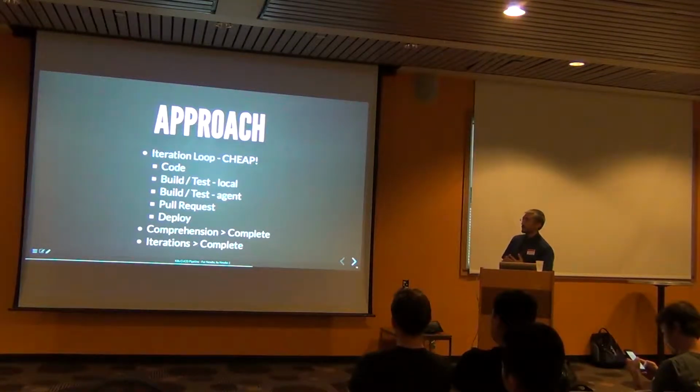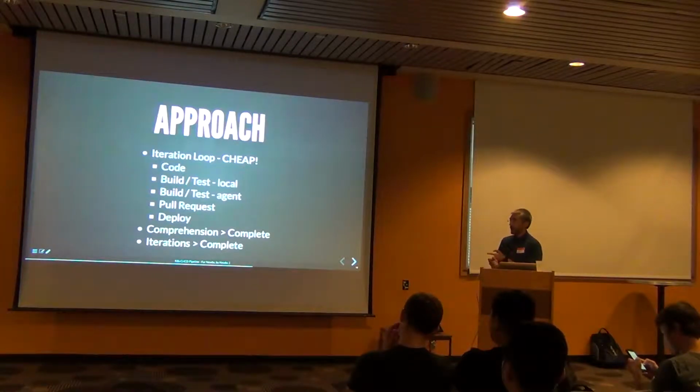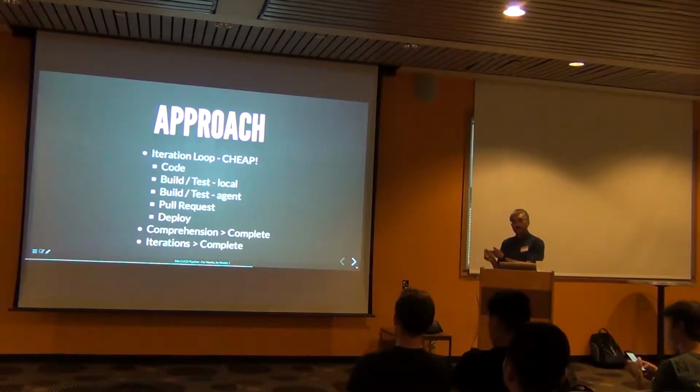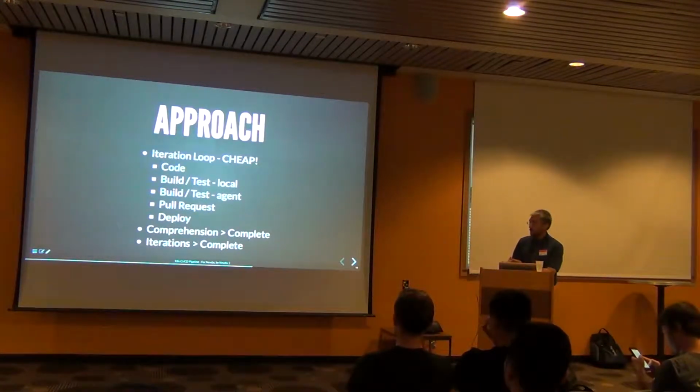For me, an iteration loop looks like code, build and test. I can do it locally. Build and test, an agent can do it for me. Then I can do a pull request to get feedback from the other development staff, and then I can do a deploy. This is what an iteration loop looks like. If you have a member on the team who can't do all of these steps, they are unable to iterate. To me, this was the minimum unit of what it means to contribute on the team.